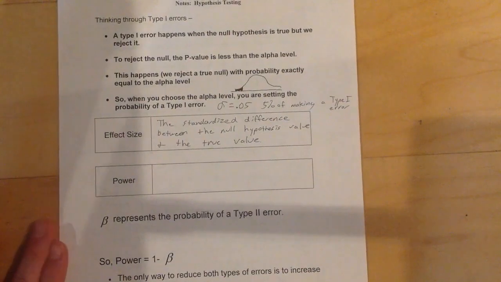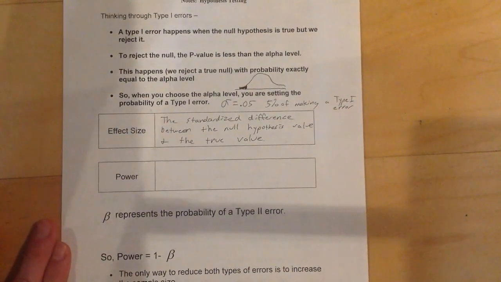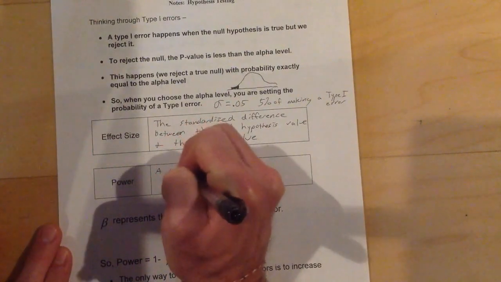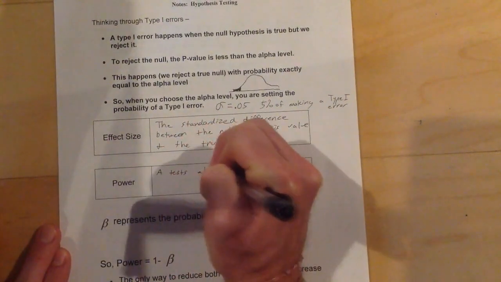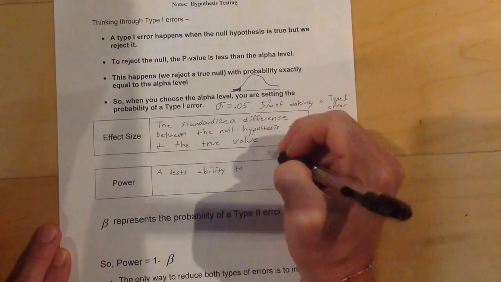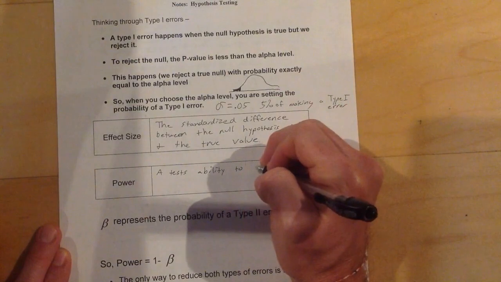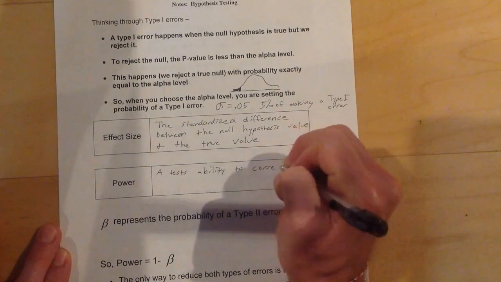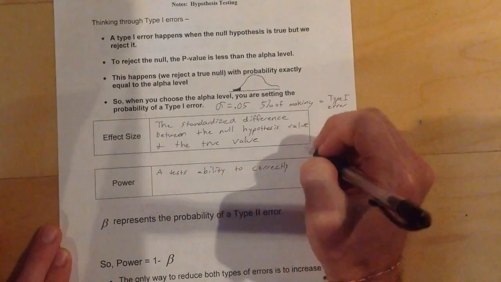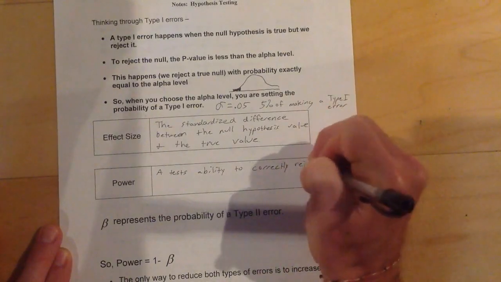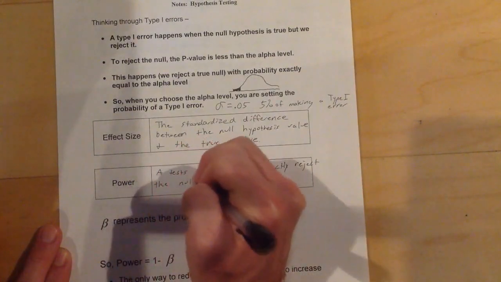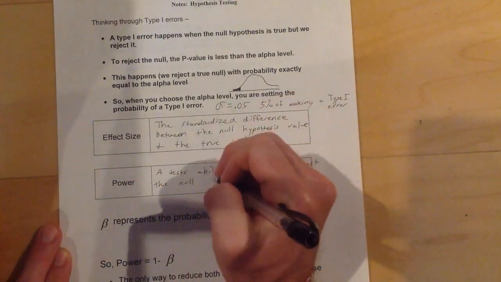All right, so that's one idea. And then the second idea is this idea of power, which is going to be a test's ability to correctly reject the null of a given effect size.